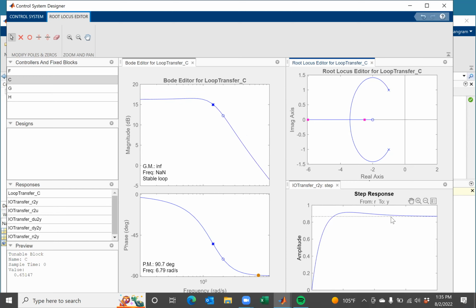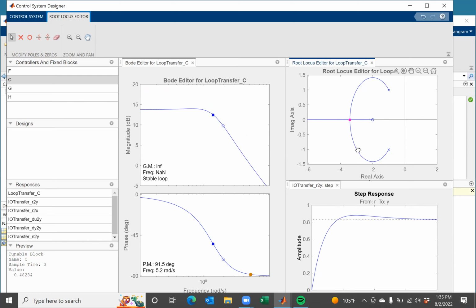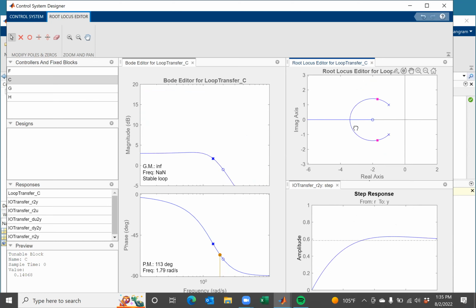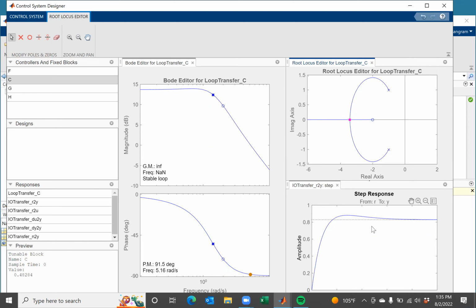I want you to understand, as you increase the gain, what happens to the step response? There is always a steady state error, or a constant error, for the step response. Ideally our input is 1, so we want our output to reach 1. But there is always some steady state error between the output and the input. So this is what is meant by root locus analysis.